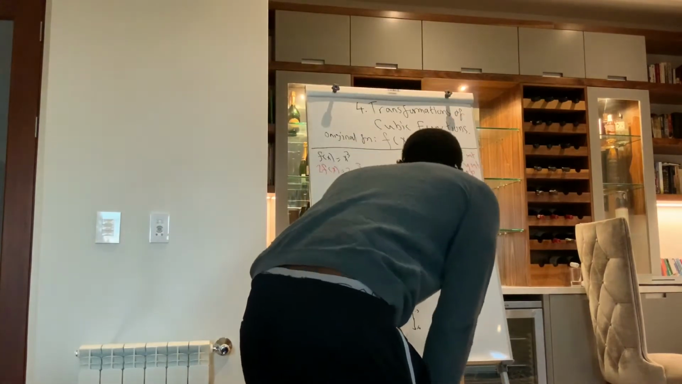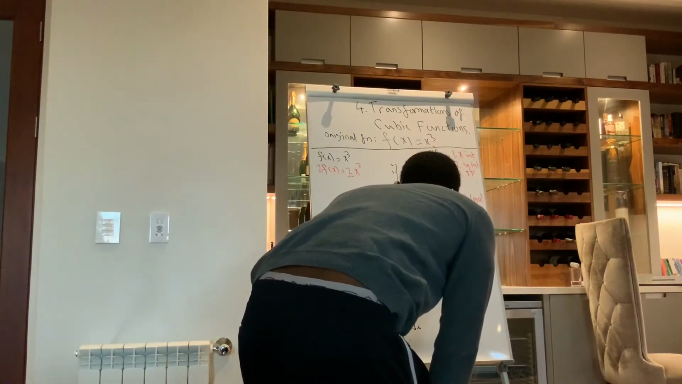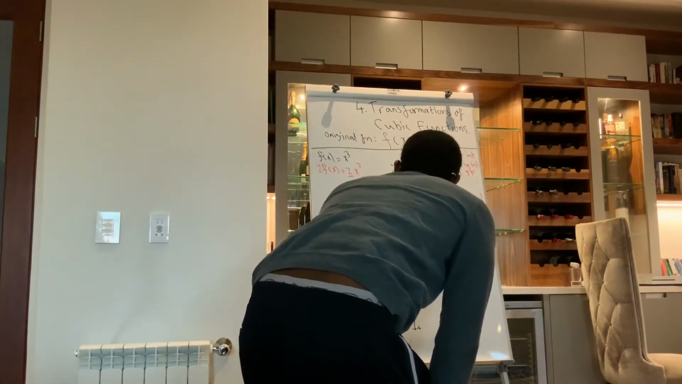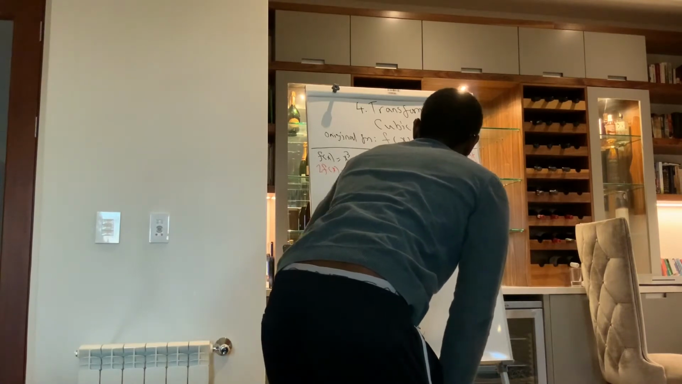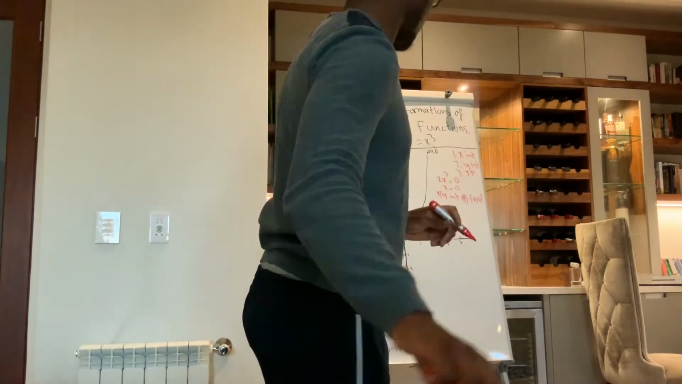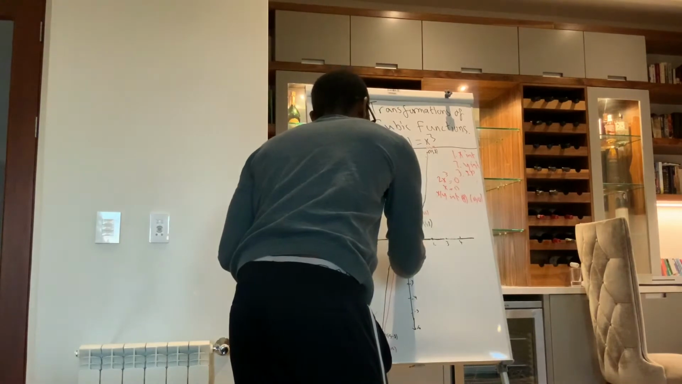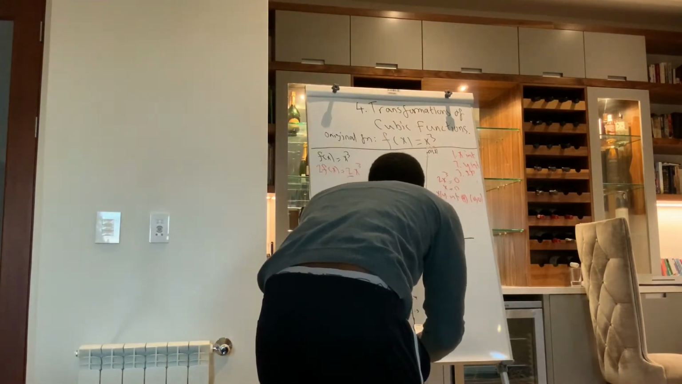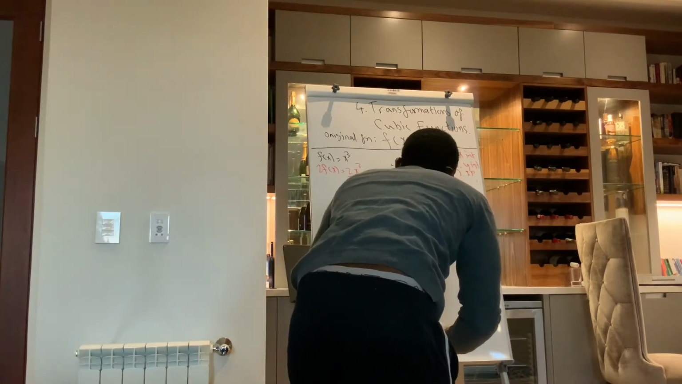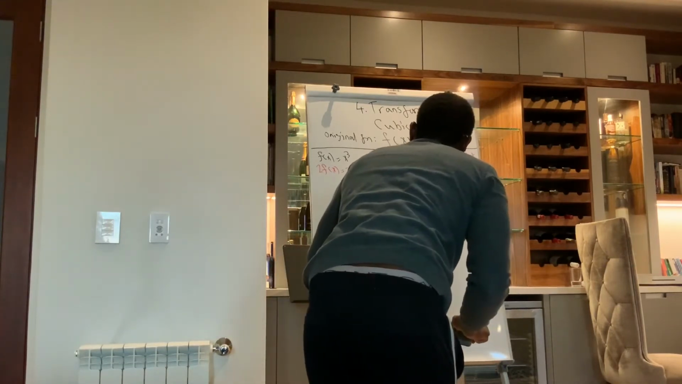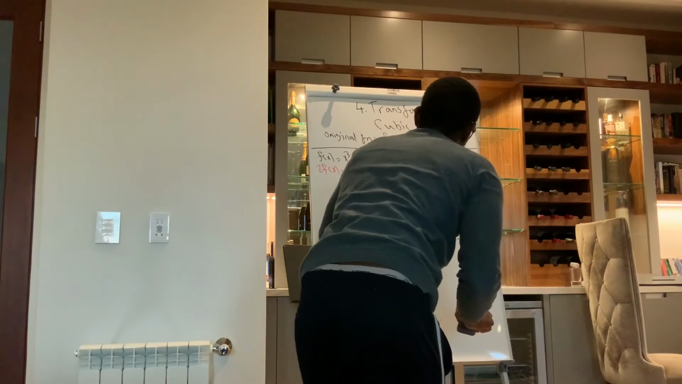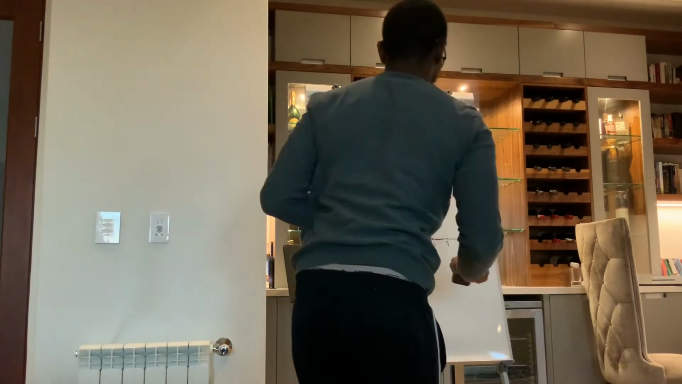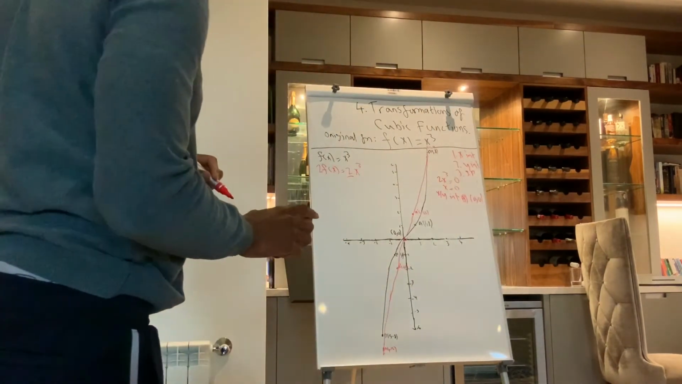So if we join it together, it's going to look something like this. It still passes through the origin, so it needs to pass through that point, pass through this point and through the origin. Then we're going to see that little concavity change up there. Right?